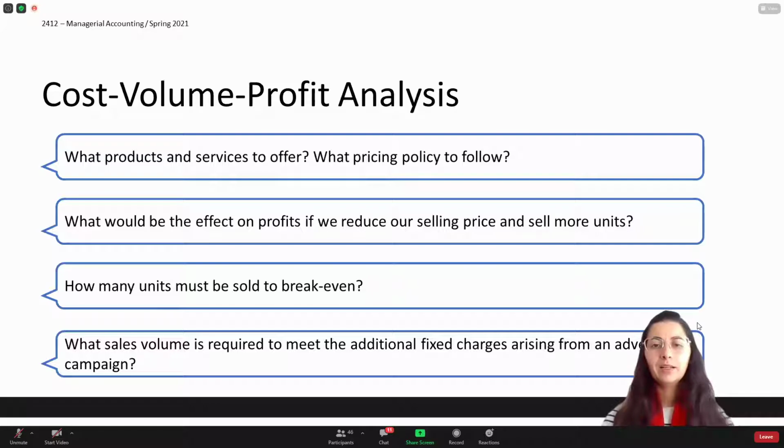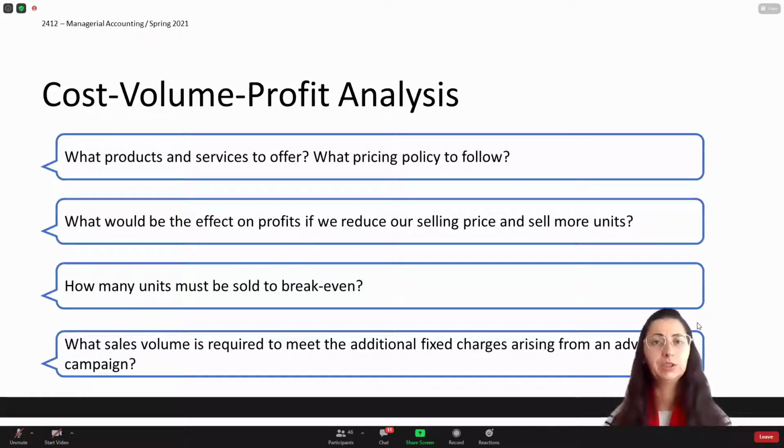So what kind of questions do we answer with this type of analysis? So for instance, what products and services do we offer? What pricing policies should the company follow? What would be the effect on profit if you reduce the selling price and sell more units? Or how many units should we sell in order to break even? Or what sales volume is required to meet additional fixed charges arising from an advertising campaign, for instance?